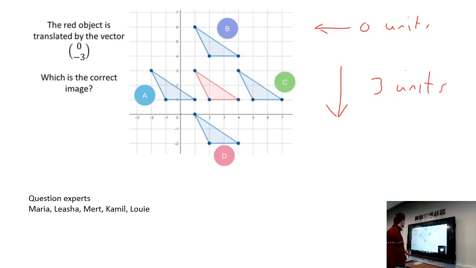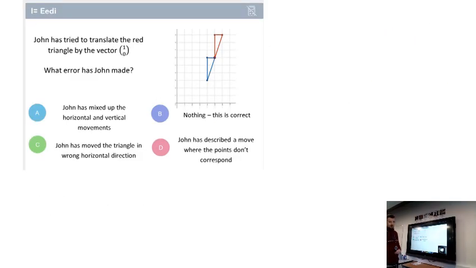Okay, so what shape has moved down 3 units, but it still hasn't moved horizontally? And that is D. So here, look at this point. It hasn't moved left or right, but it has moved down 3 units. Okay, so pause the video and have a go.